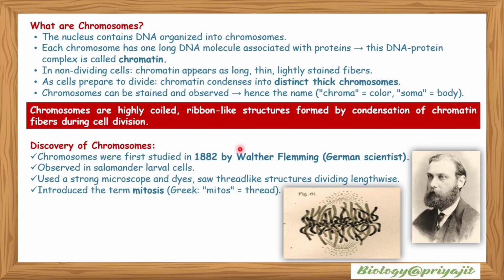Discovery of chromosomes: they were first studied in 1882 by Walter Fleming, who was a German scientist. This is Walter Fleming. He observed salamander larval cells, used a strong microscope and dyes, and showed thread-like structures dividing lengthwise. He introduced the term mitosis, from the Greek mitos, meaning thread-like structure. This is the thread-like structure, and he named the process mitosis.